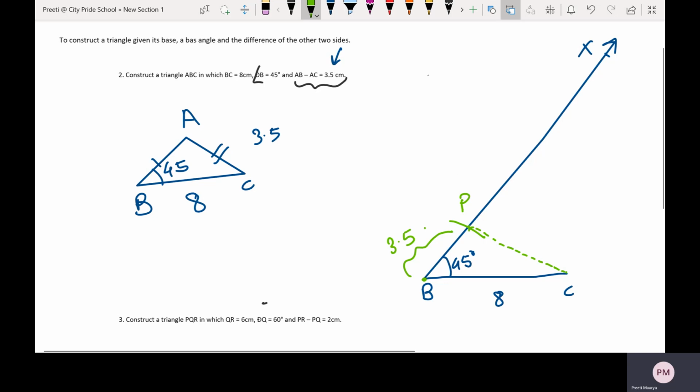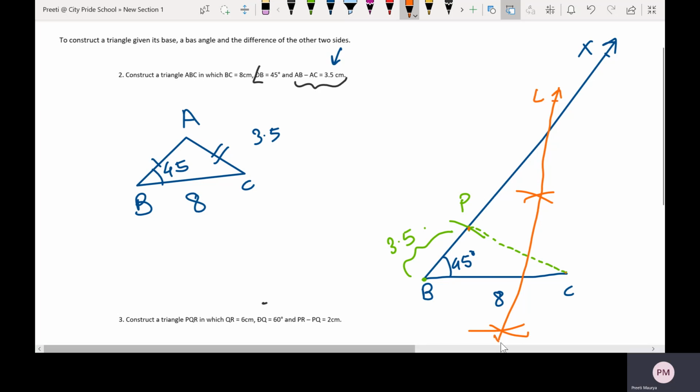Again, we will repeat the same step as we did in the sum. We will draw the perpendicular bisector LM to bisect PC. So for PC, keeping at P any radius, draw an arc, keeping at C the same radius, cut the previous arc, and join these two points. So we will get a line LM, which is the perpendicular bisector of PC.